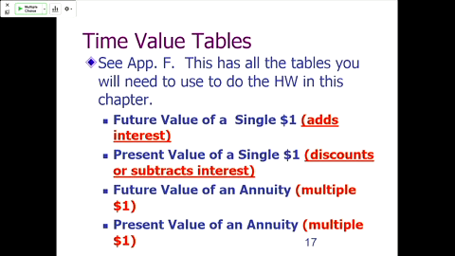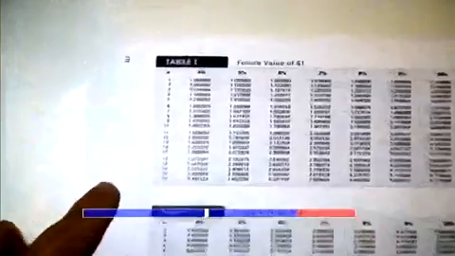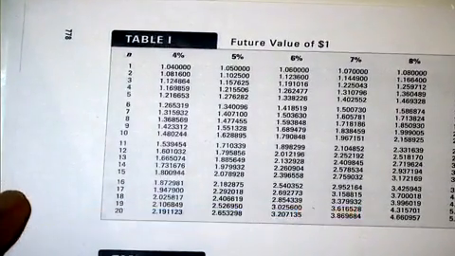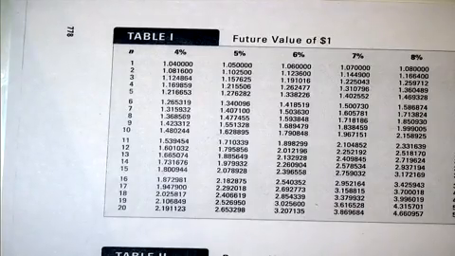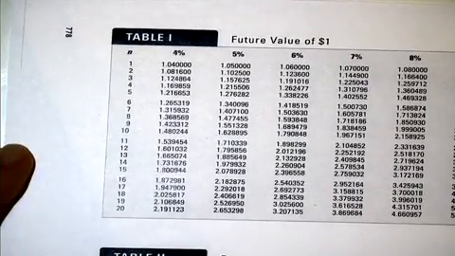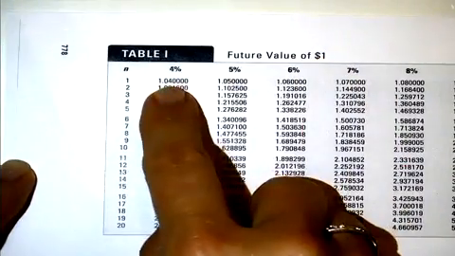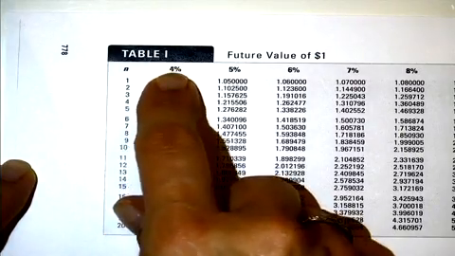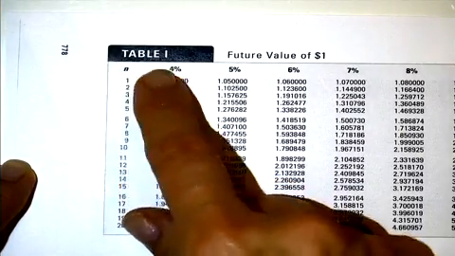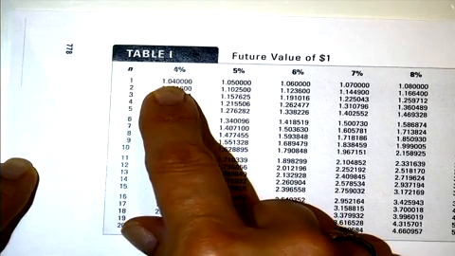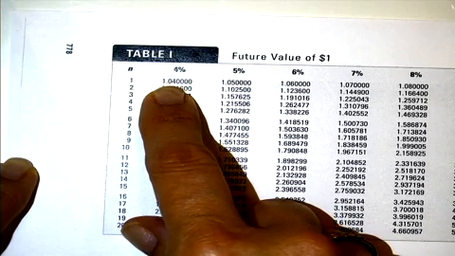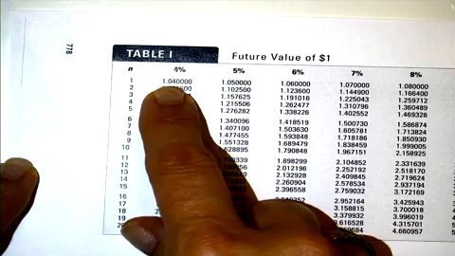But these are the tables. In your book, this is what the tables look like. I'm just going to show you snippets of it because I can't fit the whole thing up here. But we have Table 1 on page 778 is future value of $1. Notice that if I put $1 in for 1 year at 4%, how much will I have? $1.04. Now what if I kept that same dollar in at 4% for 20 years? How much would I have?